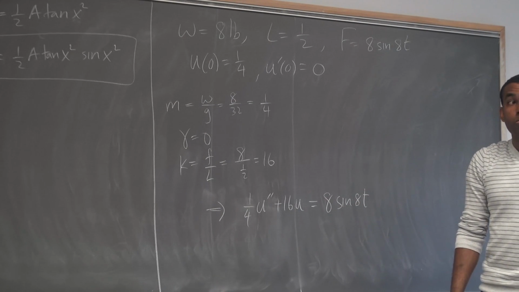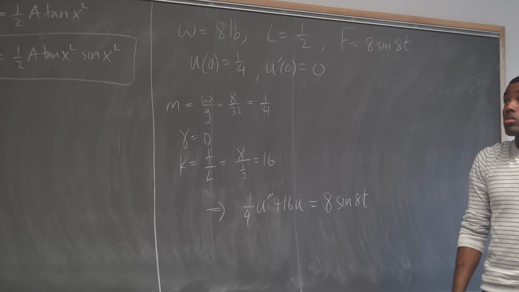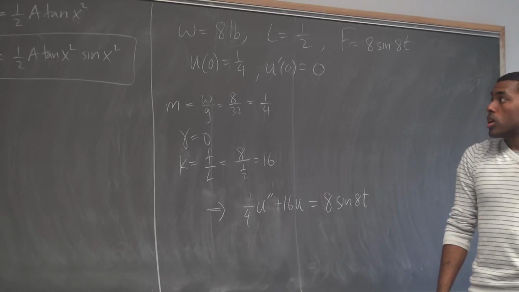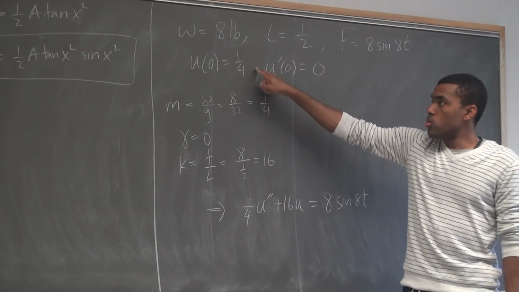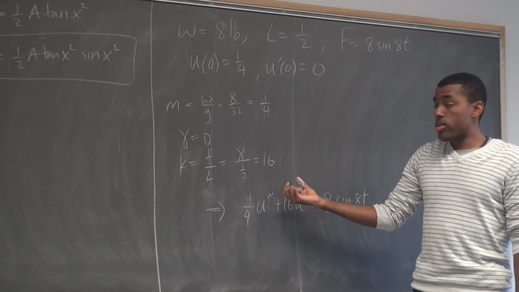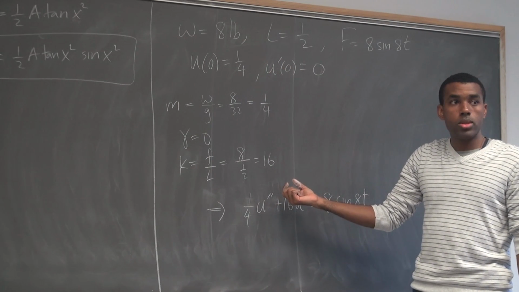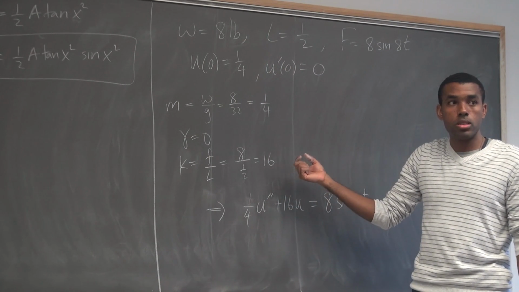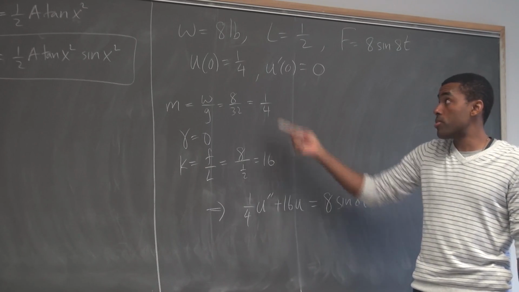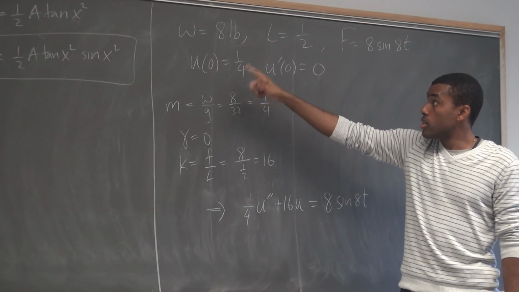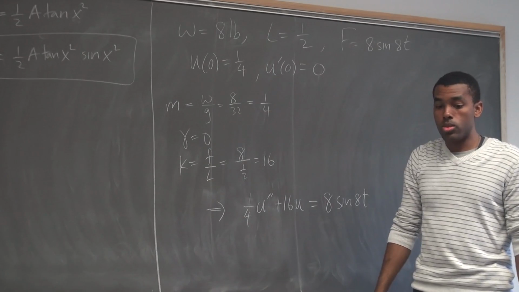Why is the initial condition u(0) equals 1/4, right? He said it was stretched down by 3 inches, right? 3 inches is 3 over 12 feet. Oh, yeah, right, I have to convert to feet. My units are all in feet. So 3 inches, I have 3 over 12 feet.